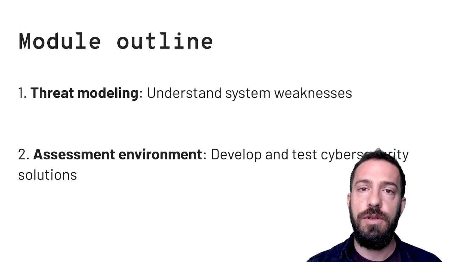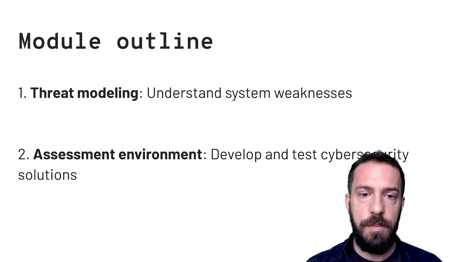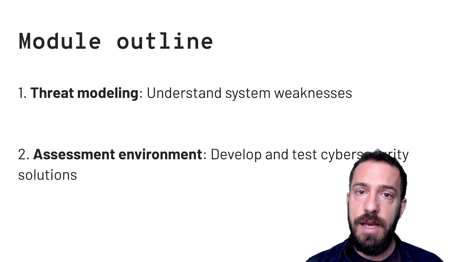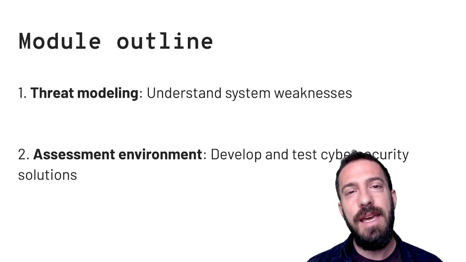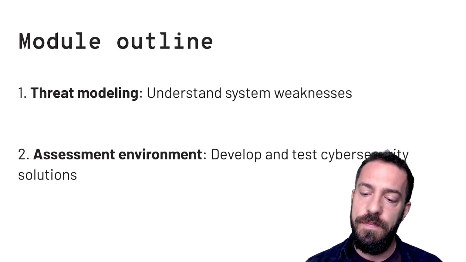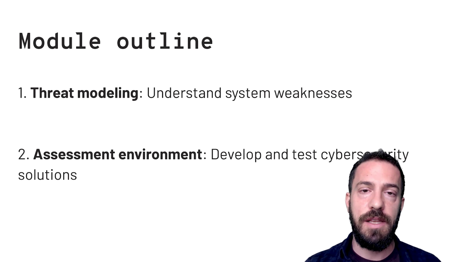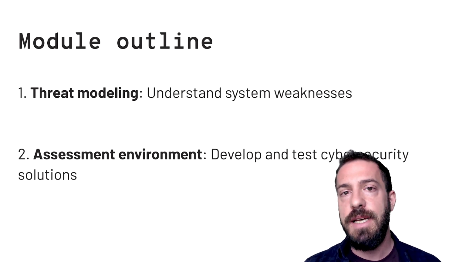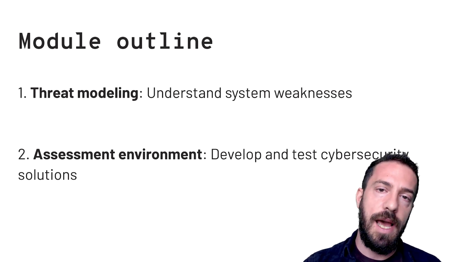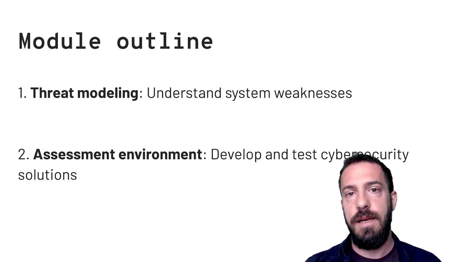In today's module, we'll discuss two separate topics. The first one is threat modeling, where by threat modeling we mean understanding system weaknesses, thinking like an attacker, trying to understand how a system could be attacked, all different possible attack vectors, and outline them, strategize, prioritize. So we'll see how we can think as an attacker in order to protect the system.